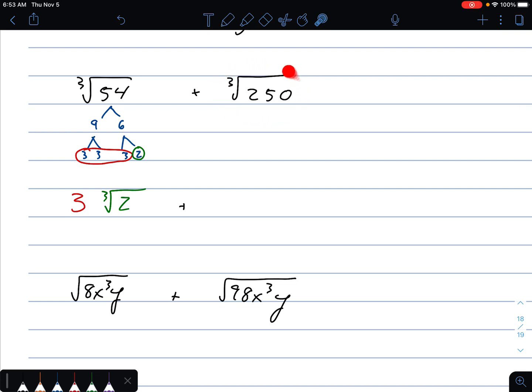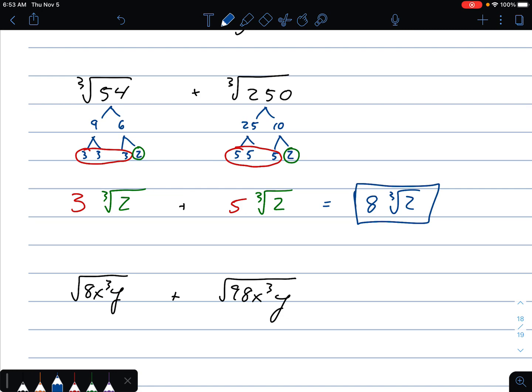My goal is that hopefully in here I have a cube root of 2 that allows me to combine it with that 3. So let's see. 250: first thing I see is 25 and 10. Then break down the 25 into 5 and 5, and the 10 into 5 and 2. Looks promising because I have three 5s, and then I have this one green 2. Those 5s come out, the 2 stays in. My radicands match, my indices match. So now I just combine my coefficients, and I get 8, 5 plus 3, and then the cube root of 2 stays the same, and there's my answer there.